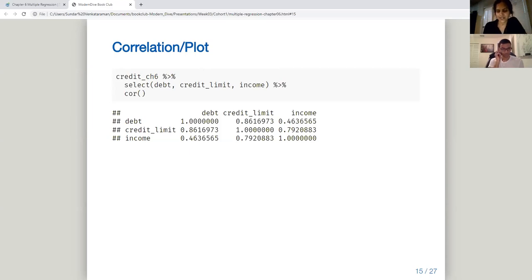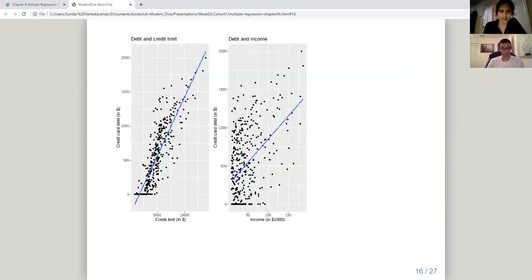But suffice to say that because that number is fairly high, you could be looking at two explanatory variables that are kind of going along with each other. So there's not really any value add in having both of them. They do not talk about collinearity here in any great detail, so we won't really touch upon that.